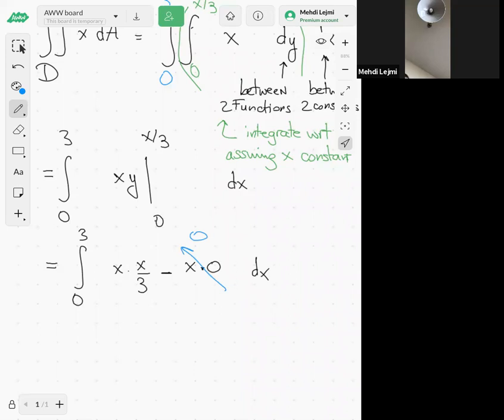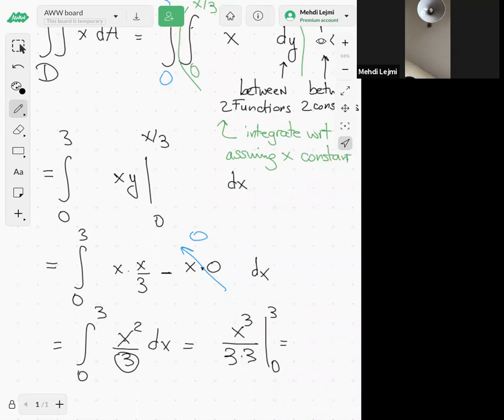Right, so it's just the integral of x squared over 3, right? So this is the integral with respect to x of x squared over 3, which is the integral of x squared, x cubed over 3, times the constant 3 here in the denominator. So it's just x cubed over 9, right? Evaluated between 0 and 3.